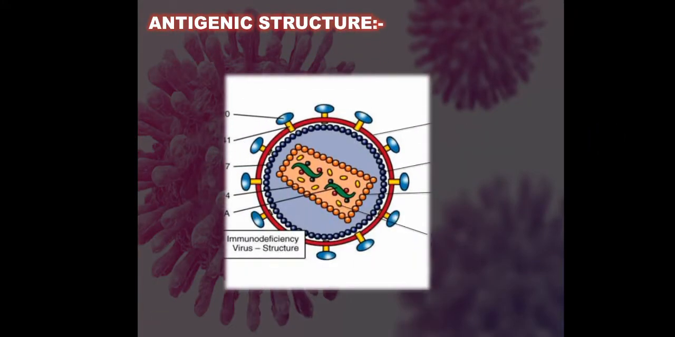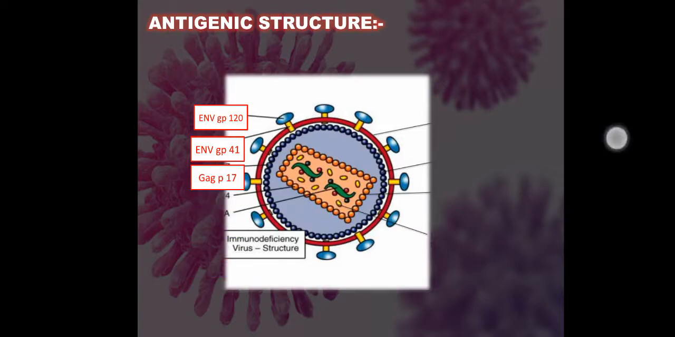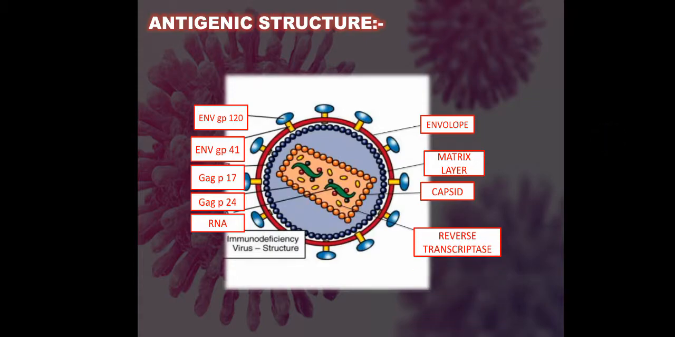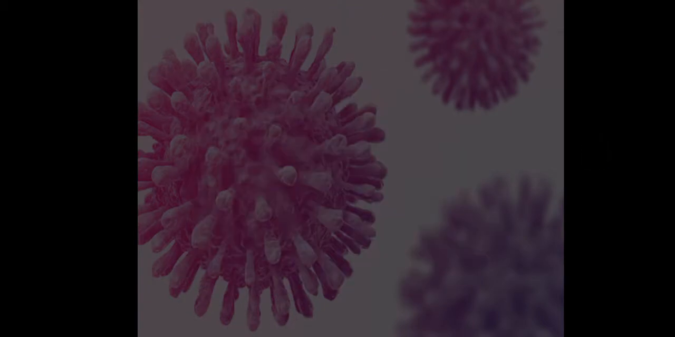In the antigenic structure, we can see it has several parts, that is the envelope GP20 protein, the envelope GP41, and then we have the GAG P17 and also the GAG P24 which is present. Coming to the double-stranded copy of RNA, and also it has an envelope which is the outermost coating, and the matrix layer and the capsid which is present. And in the last, the presence of the special enzyme, that is the reverse transcriptase enzyme, and this is the constituent of the human immunodeficiency virus.